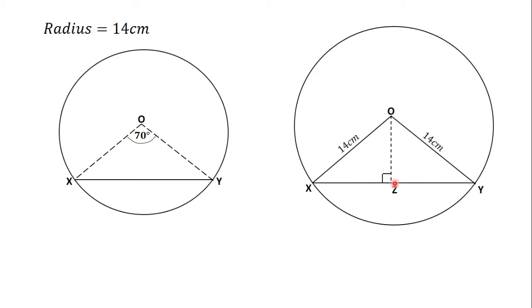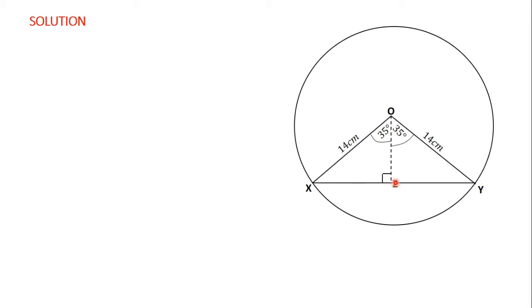So if we call the point where the line from O meets XY point Z, we can say that since OZ is a perpendicular bisector, it's going to divide the angle here, which is 70 degrees, into two equal parts. So this part is 35 degrees and this part is also 35 degrees. So we now have OZX and OZY as two right-angled triangles. Okay, so I'm going to call this point here point Z, just as we saw.